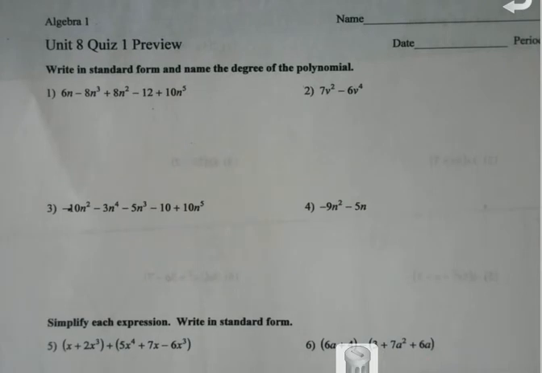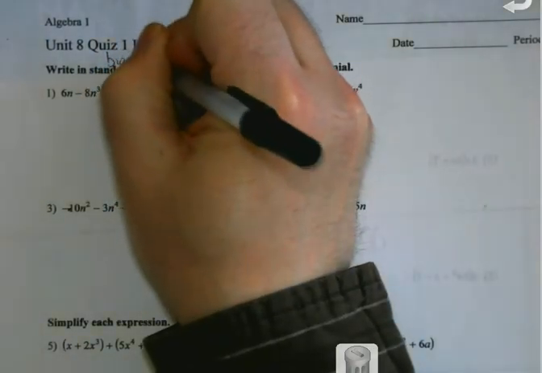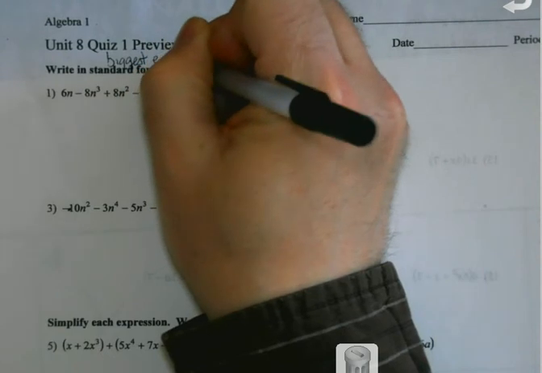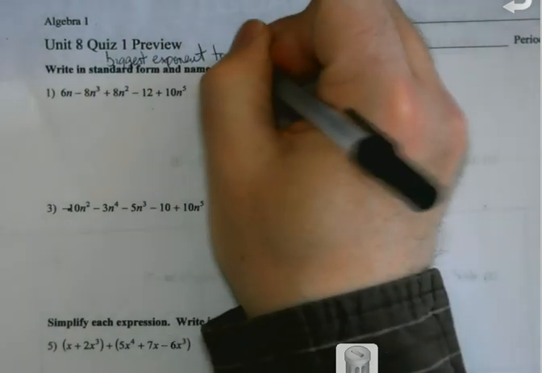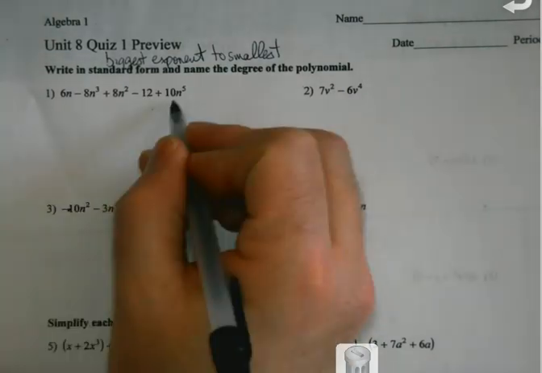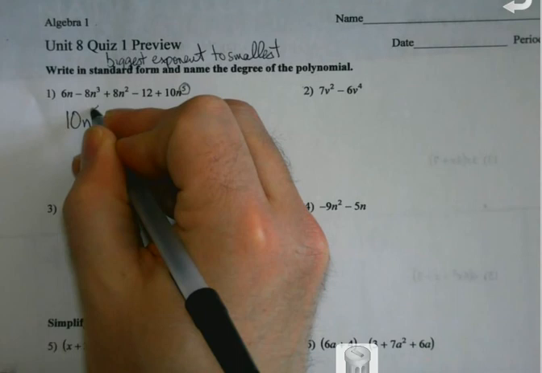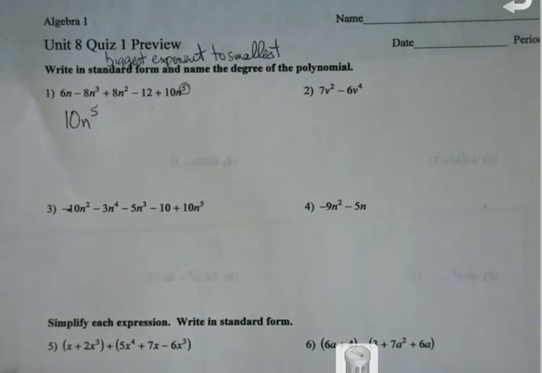So what we're going to do, okay, write in standard form. What's that mean again? It means the biggest exponent to smallest, the greatest degree to the smallest, and name the degree. But I need to have it in standard form before I can really do that well. So my first job on all of these is to find the largest degree term and write that first, and then work my way down.